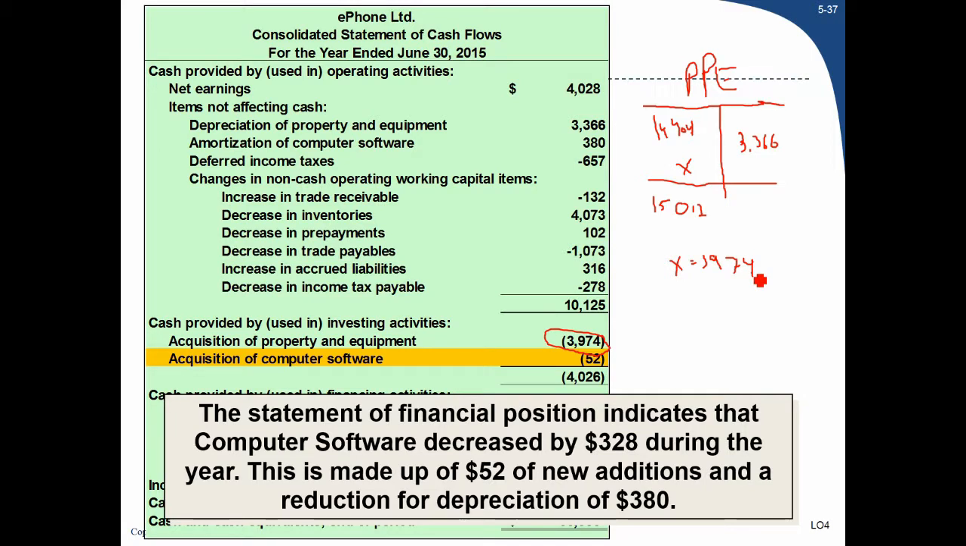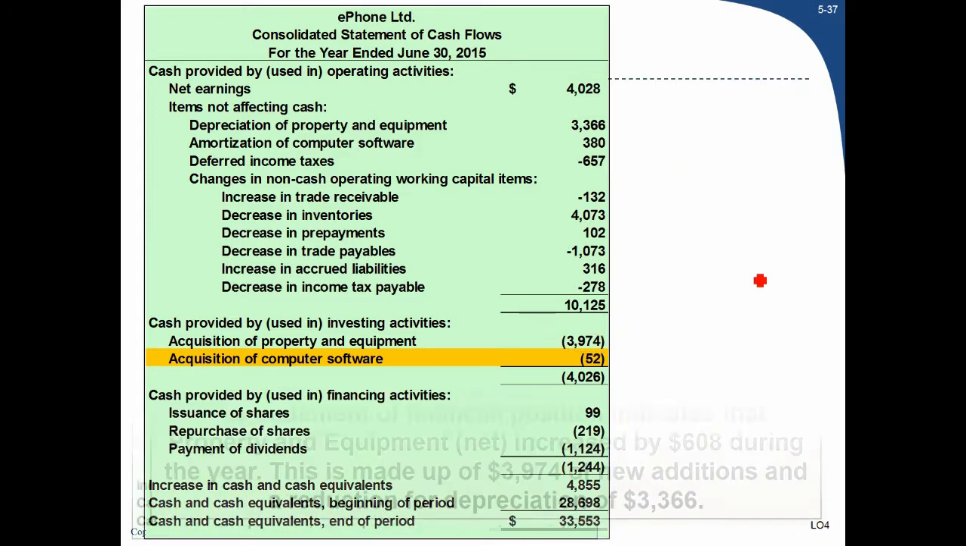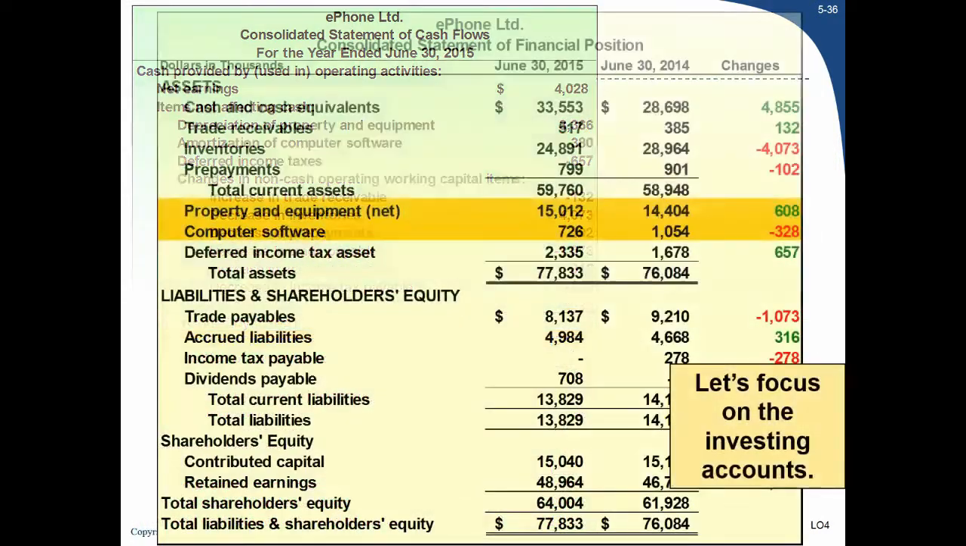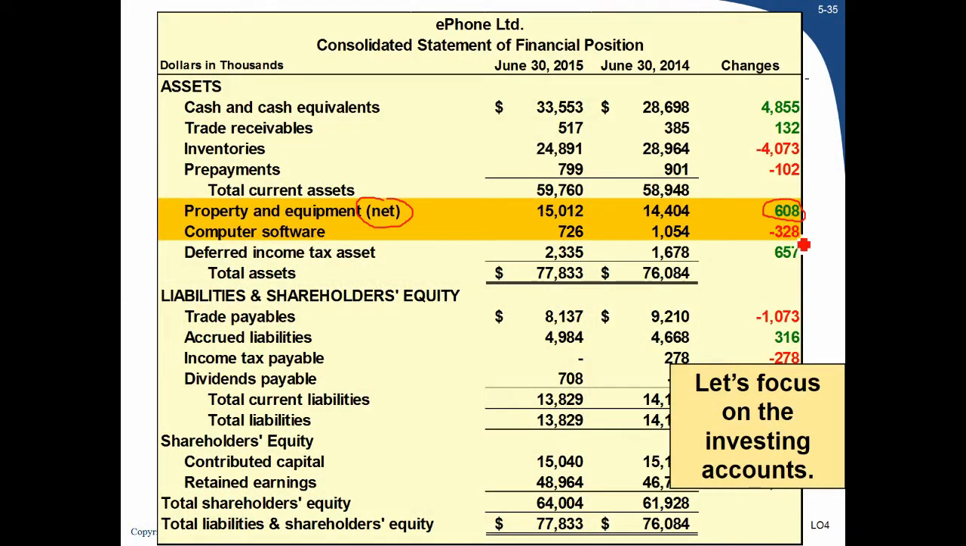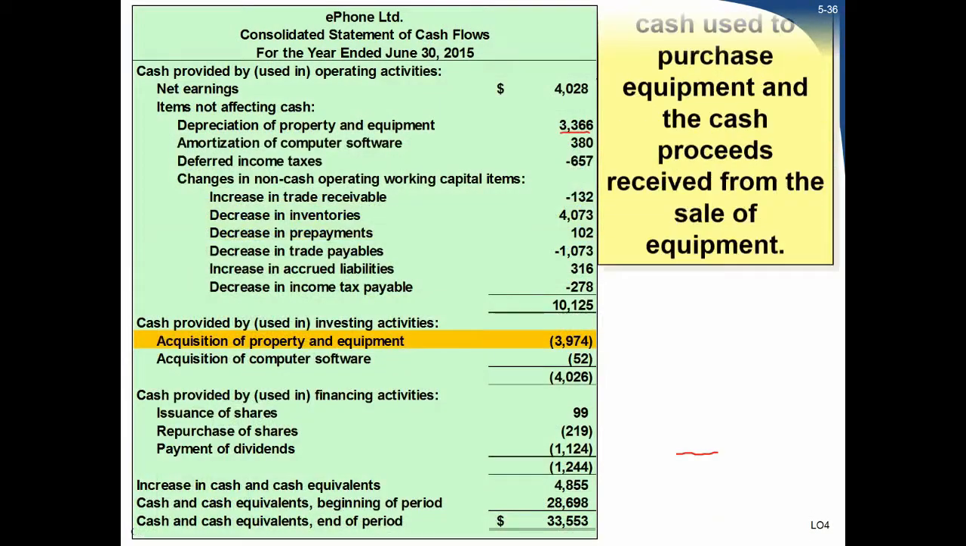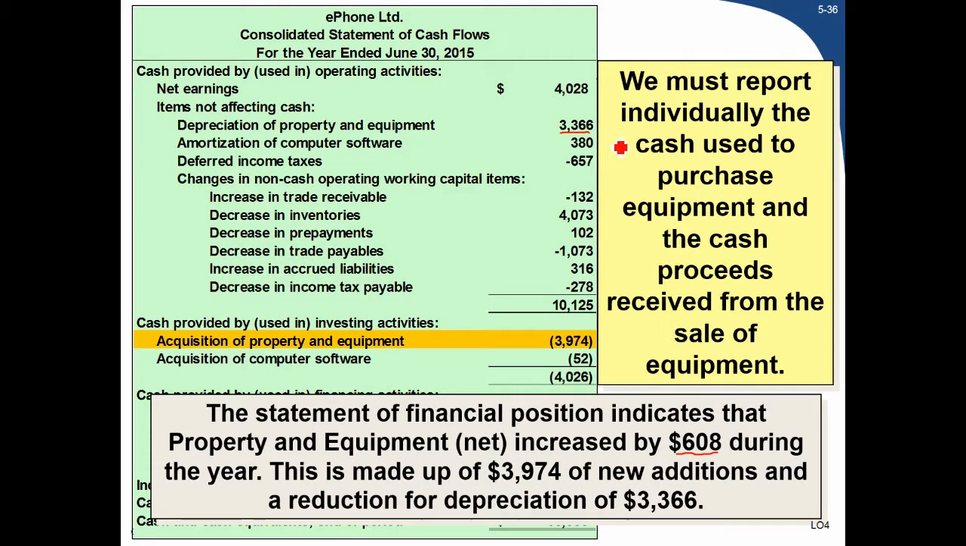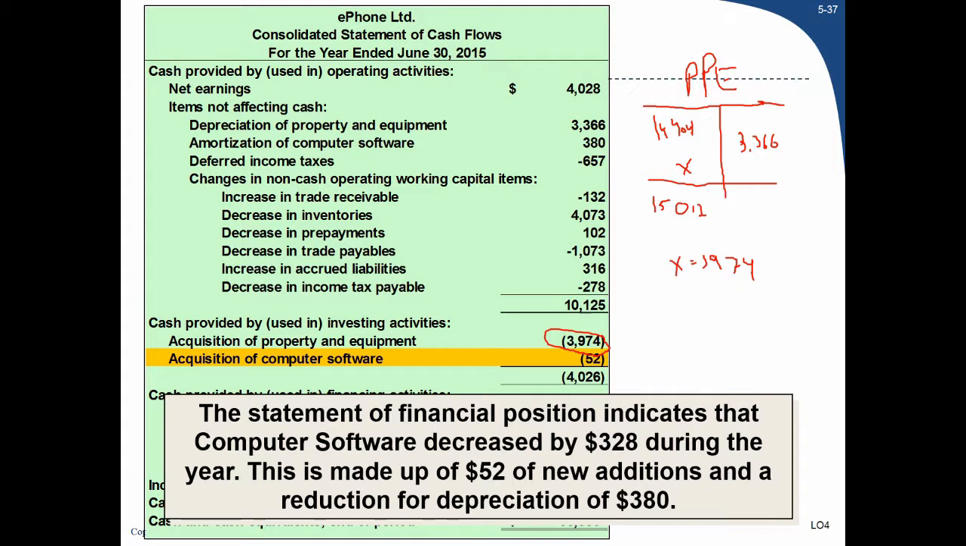The acquisition of computer software works the exact same way. We know that the net balance decreased by 328 year over year, yet depreciation was 380. So we know that we have to have spent 52 on computer software in the year. Notice how these two items are not part of operating activities because these aren't part of working capital. These are long-lived assets.